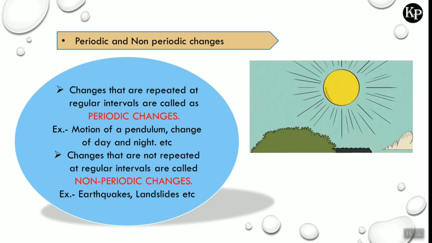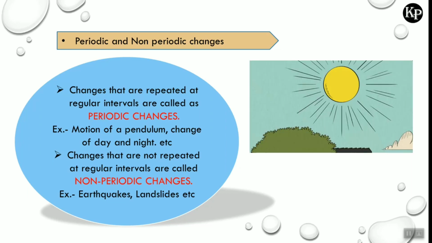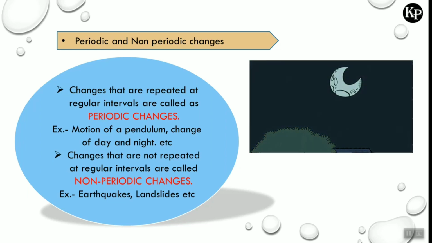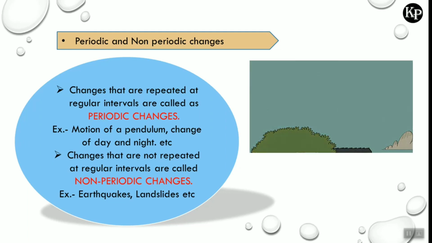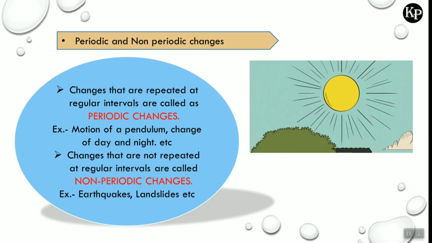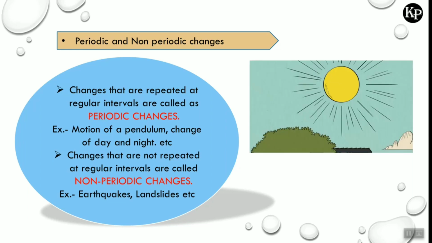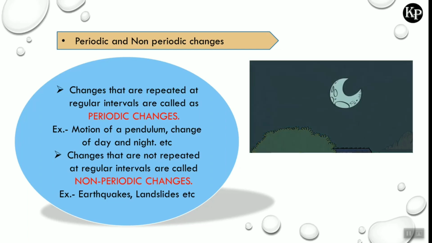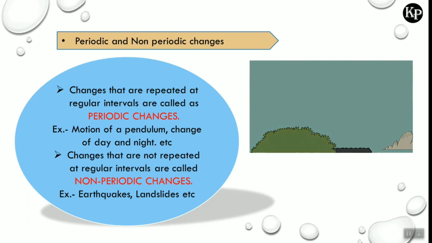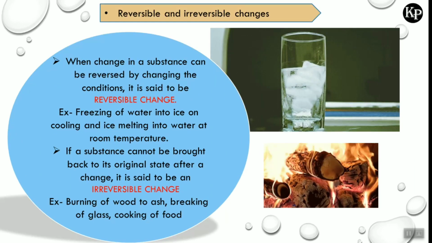Next, periodic and non-periodic changes. Changes that are repeated at regular intervals are called periodic changes. For example, motion of a pendulum, change of day and night, etc. These are the periodic changes. Changes that are not repeated at regular intervals are called non-periodic changes. For example, earthquakes, landslides, etc.